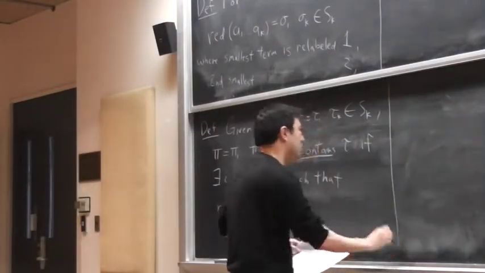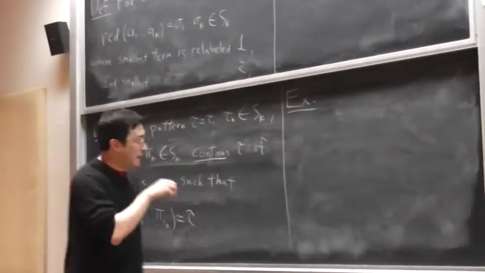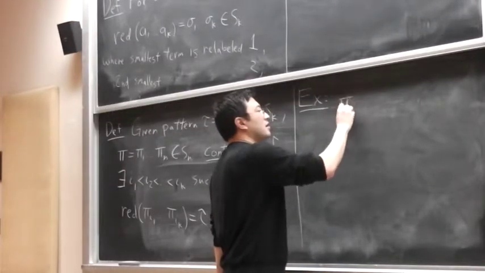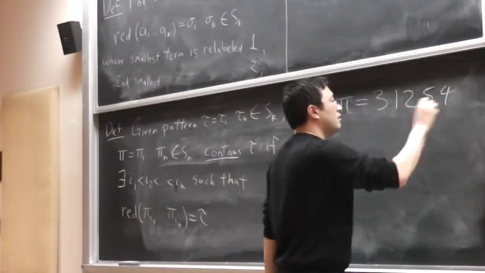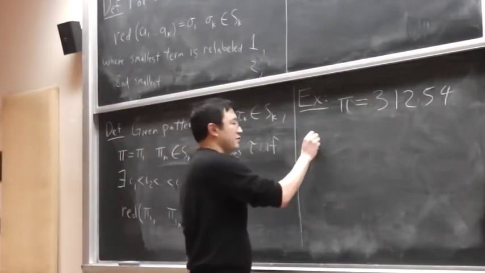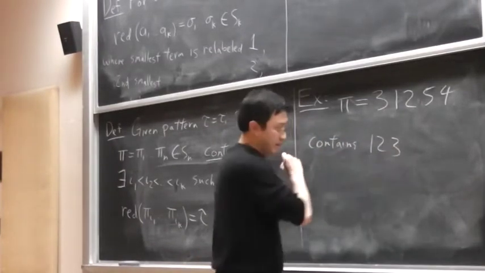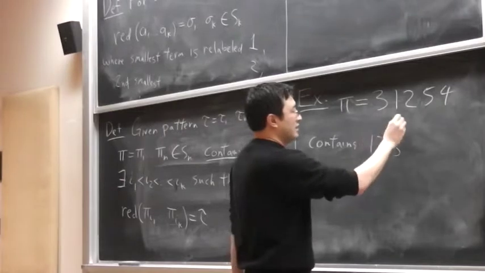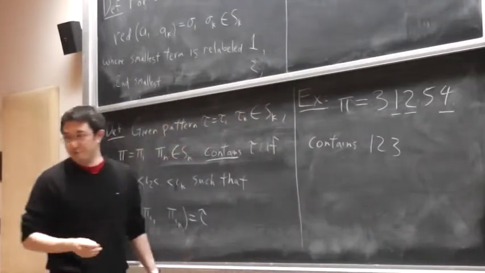So, as an example, if my permutation that I was considering was, say, 3, 1, 2, 5, 4, this permutation contains, for example, pattern 1, 2, 3. And there's actually a couple occurrences, but one is the 1 here, the 2 here, and say the 4. The 1, 2, and the 5 is also a 1, 2, 3.